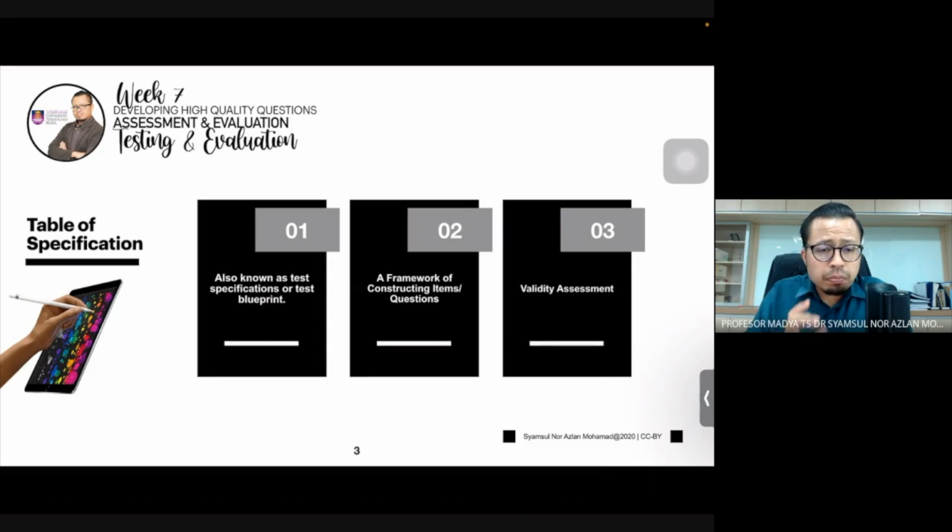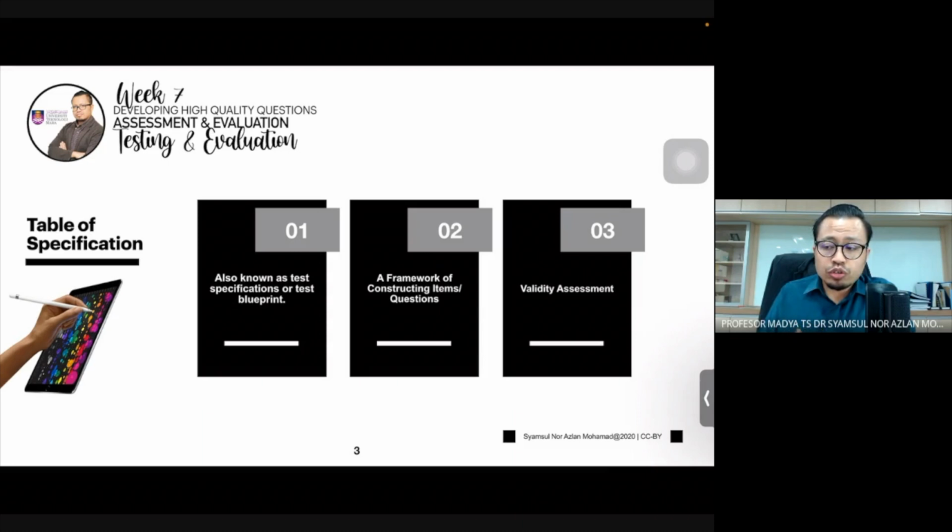So, what is meant by table of specification? If you can see here, the table of specification is something that we know as a test specification or test blueprint, to make sure that we design the structure of the test before we develop the questions. So that's the reason why we name it a framework for constructing items or questions.